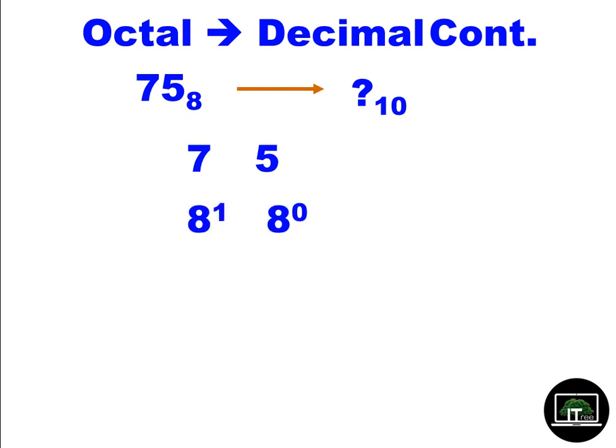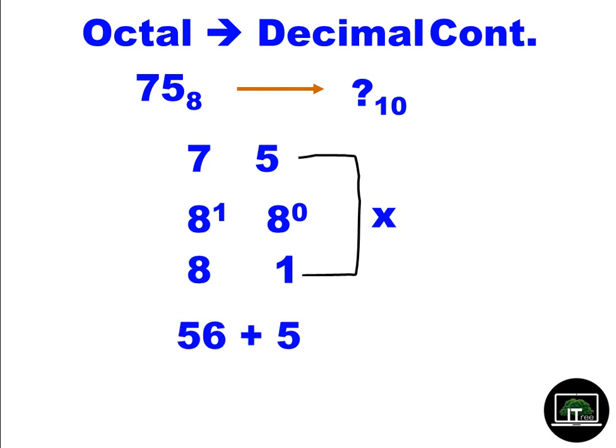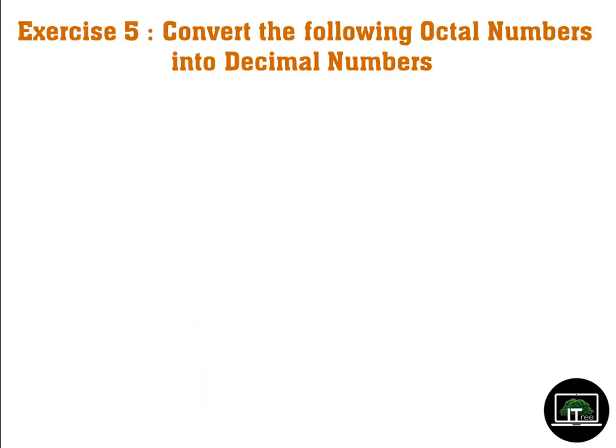Then it is 8 to the power 0, 8 to the power 1. Then it is 1 and 8. You multiply together. Then you get 5 and 56. So it is getting the 61. So when you convert 75 from octal to decimal, you get 61 in decimal. Okay. Now you can do these exercises. As I told you earlier, try to do these things yourself and verify your answers.